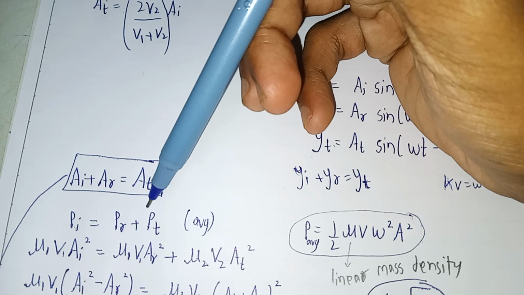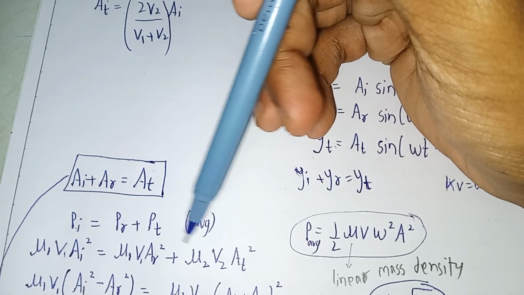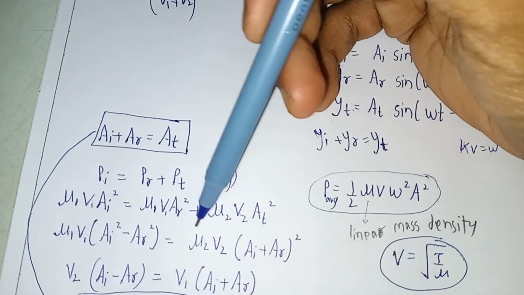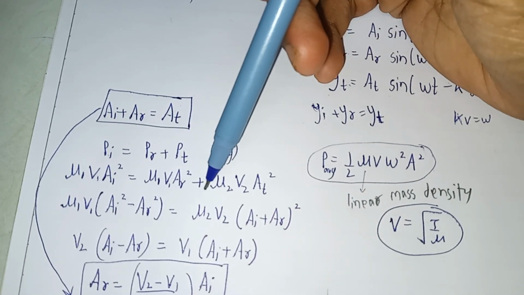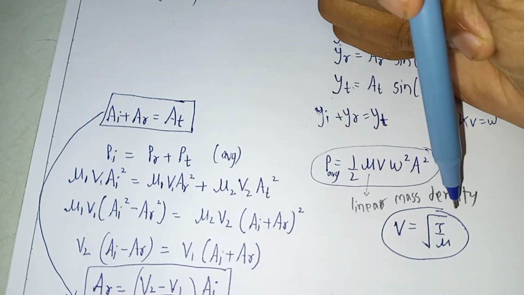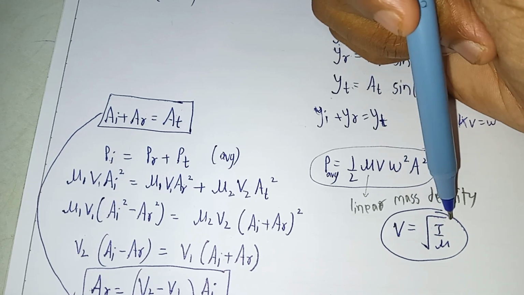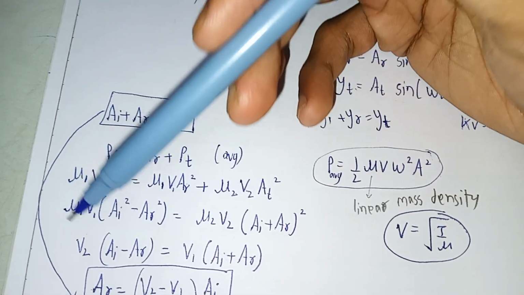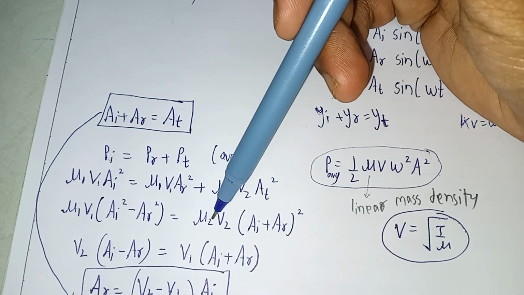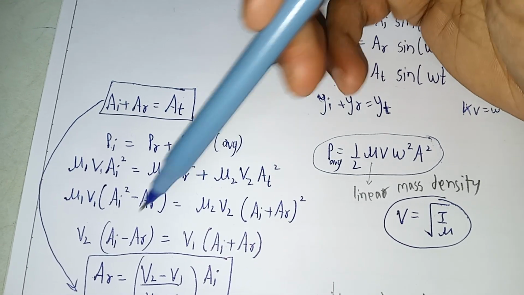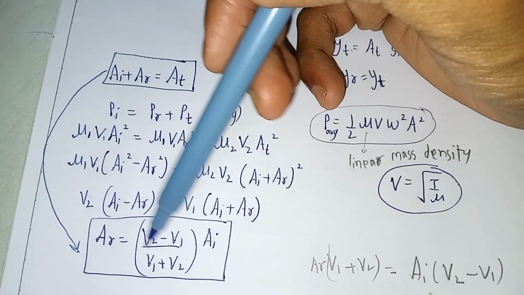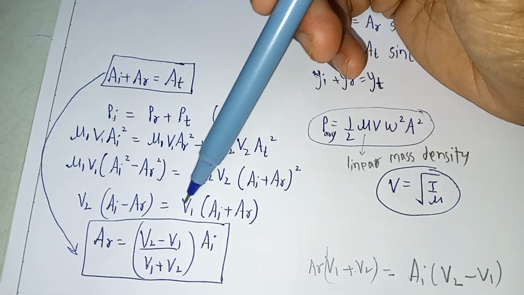And now for the transmitted wave, similarly we can say mu2 v2 At square, and on rearranging this you have this. After this you can now replace mu with the help of this formula. You can replace mu with T by v square. So here mu1 is tension divided by v1 square, and here mu2 is tension divided by v2 square, and on solving it you get this.